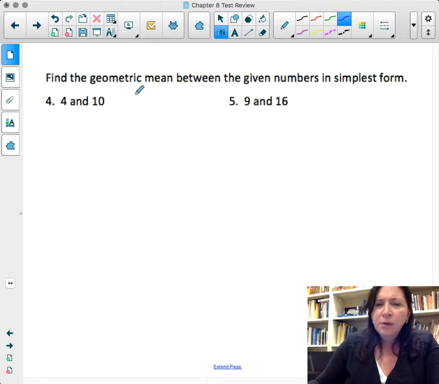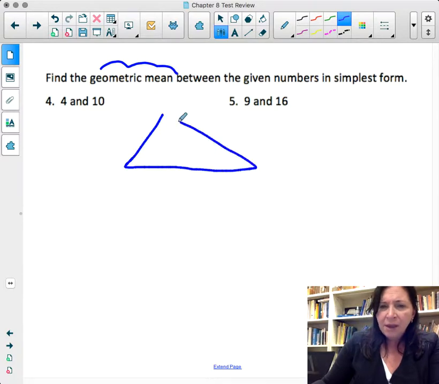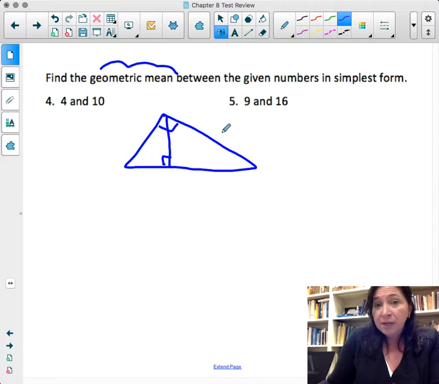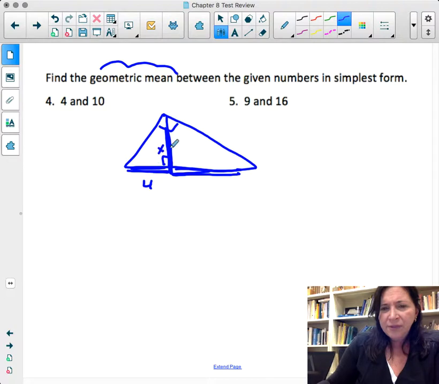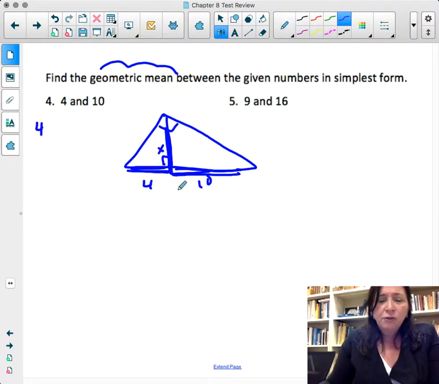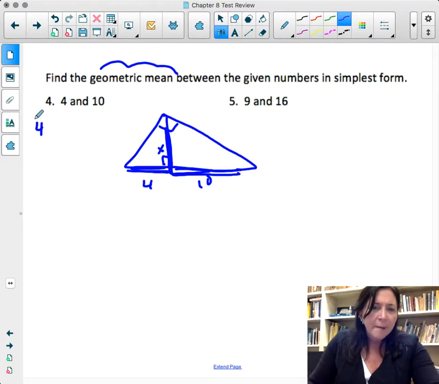For the next one, we're trying to find the geometric mean. Now remember, that came from this. Remember this triangle that we did before? And this is the three similar triangles. Base is to height, as height is to base. This mean, these two, okay? 4 and 10, so this is where this came from. All right, so you don't necessarily have to draw the picture. I'm just telling you that that's there if you want it.